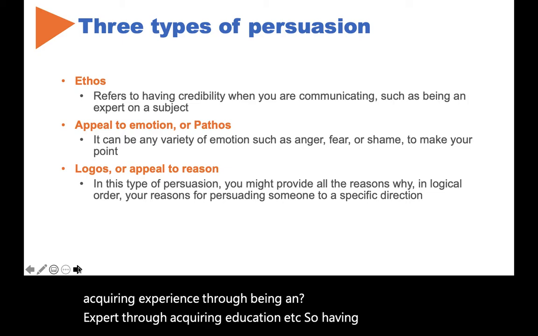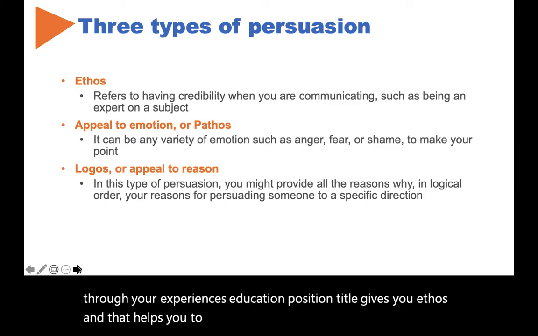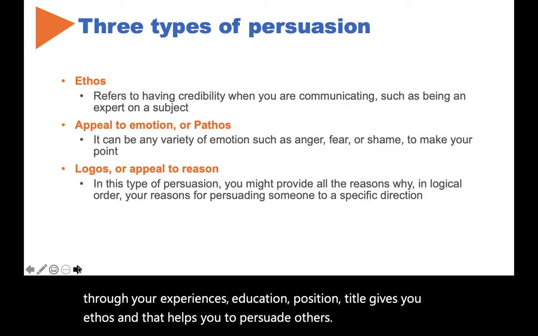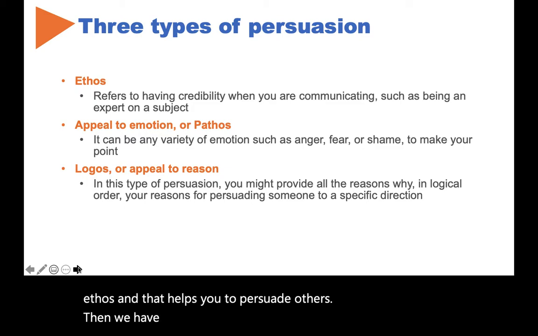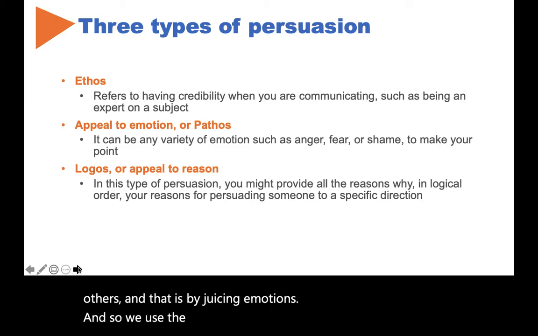Then we have pathos, and that's one way we can try to persuade others, and that is by using emotions. We use the emotional aspect to try to convince, persuade the other person. It can be things such as trying to use fear or shame or positive emotions like joy and satisfaction. So we are appealing to their emotions. And remember, we've talked a lot about emotional intelligence and empathy, and those certainly factor in here. Having higher levels of empathy and emotional intelligence makes you more suitable, perhaps, to use pathos to appeal to other people's emotions. We're drawing on their heartstrings to convince them.